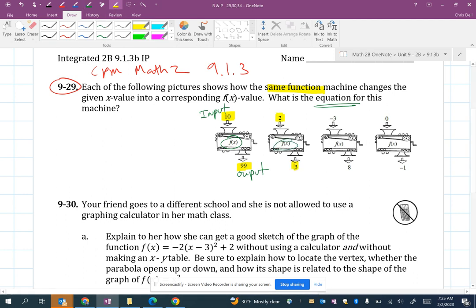So we put in a 2, out comes a 3. We put in a -3, out comes an 8. We put a 0 in, out comes a -1. So it's the same function, and we've got to figure that out.